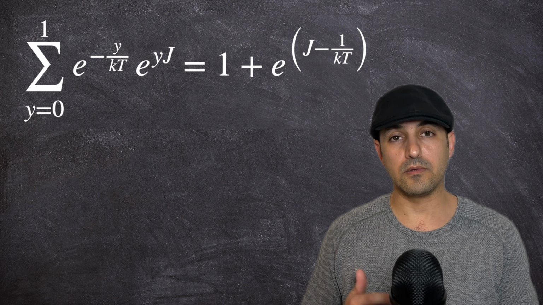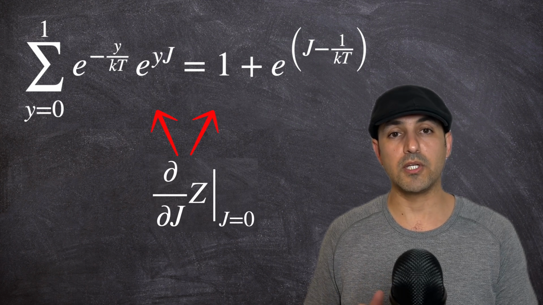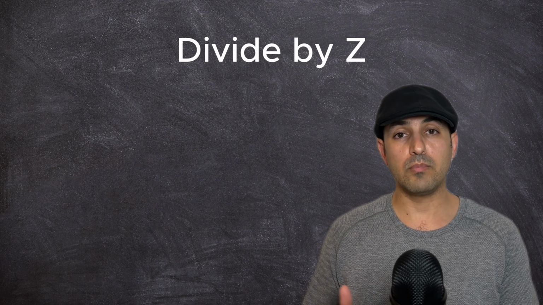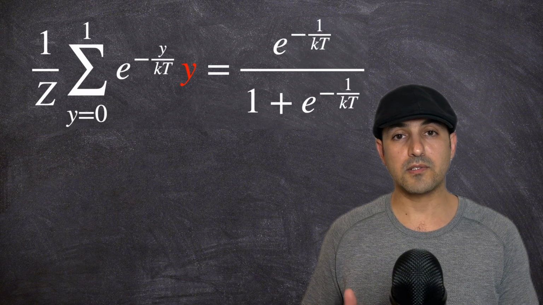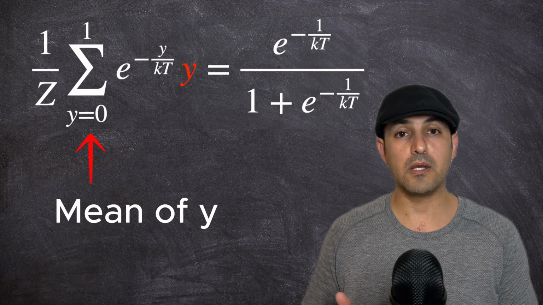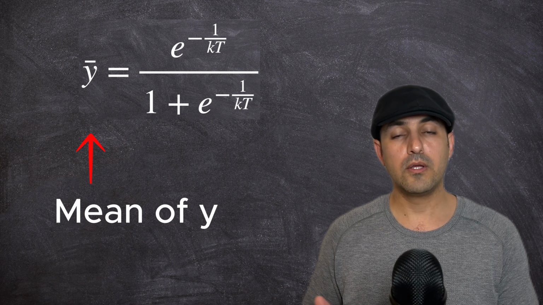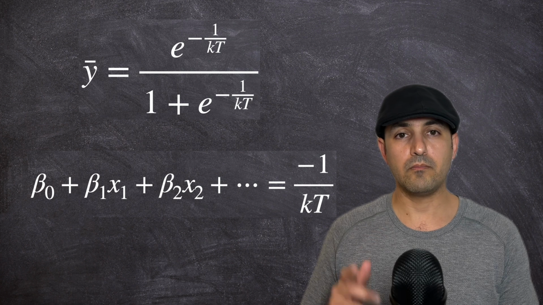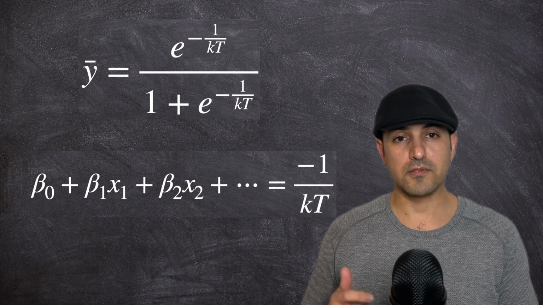Let's now take a derivative of both sides of the partition function with respect to j and then set j equal to 0. Now divide both sides by the partition function, and the left hand side is the definition of the mean of y. The right hand side relates the mean of y to the temperature of the spreadsheet, which is defined by this equation in terms of the rest of the columns of the spreadsheet.